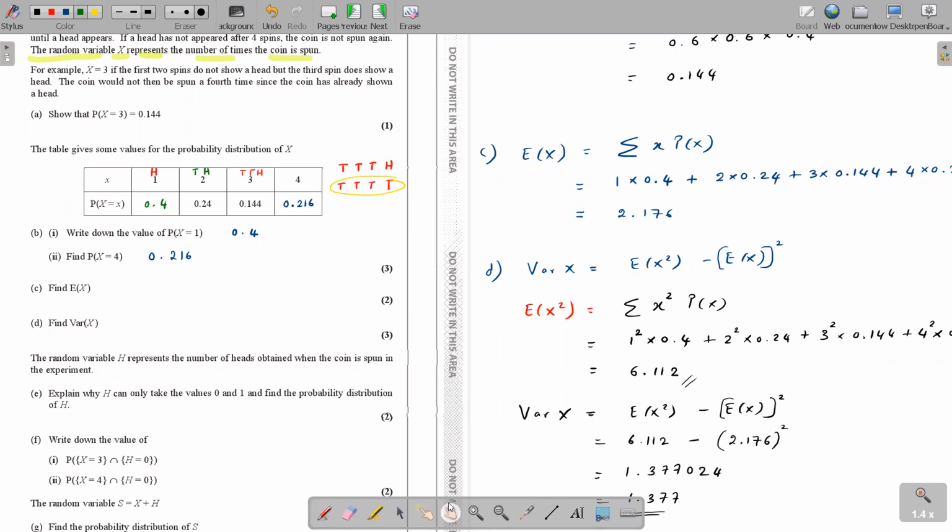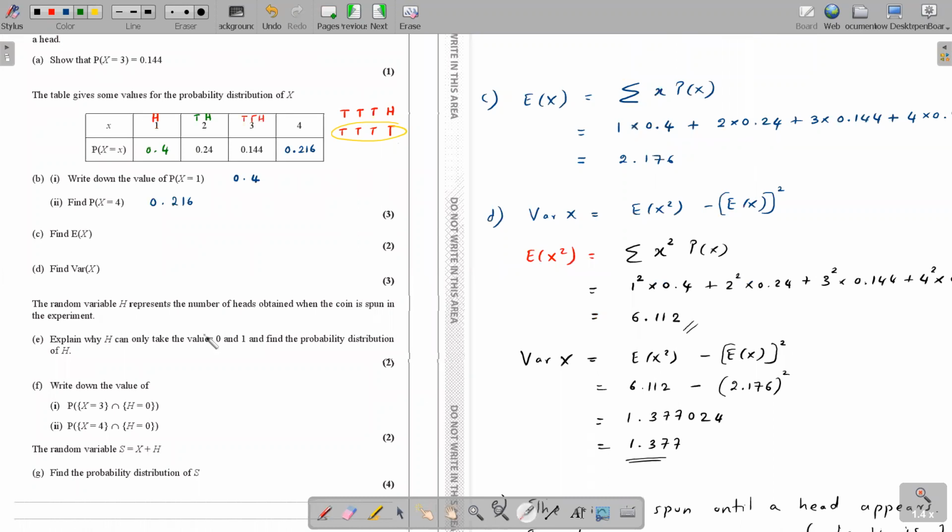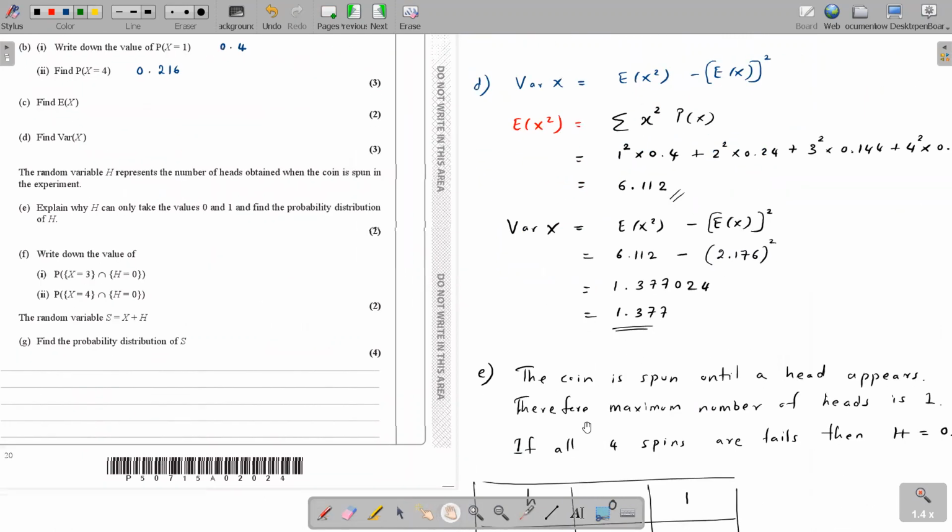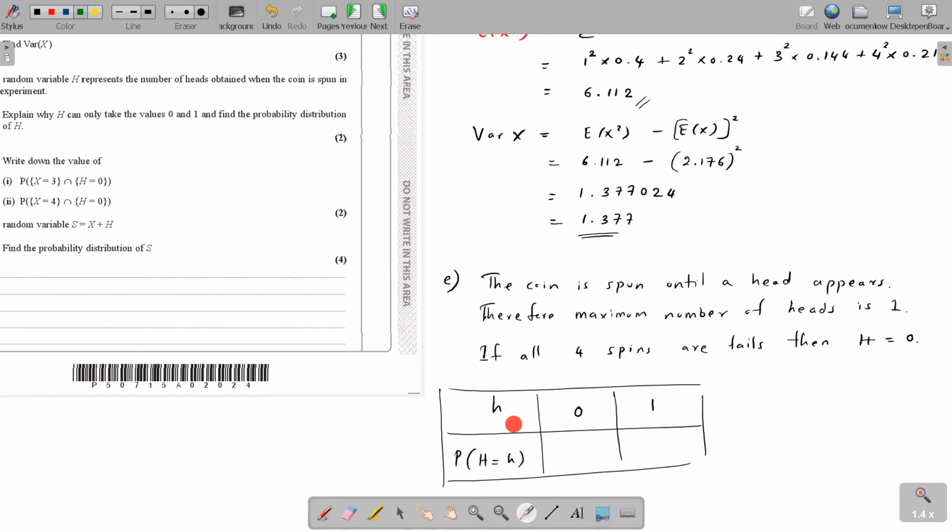Anyway, they're asking you to write here the probability distribution for the number of heads. Are you with me? The probability distribution for the number of heads means the values that h can take. So we know the number of heads can take a value between 0 and 1. Only those two values are there in this experiment, isn't it?